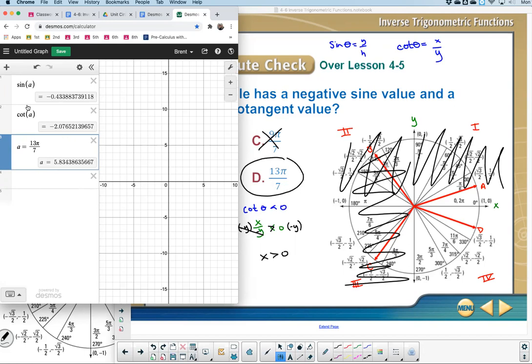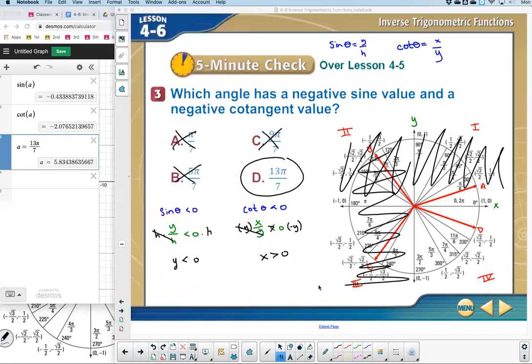I could switch that around. I just used A to make it faster so I didn't have to do this more than once. You could try a different one, like I'll try C, for example. 9 pi over 7. Notice that sine was negative, but here cotangent would be positive, so that would not work. Okay, so there you go. That's just kind of a cheating way of using technology to come up with a solution as well.